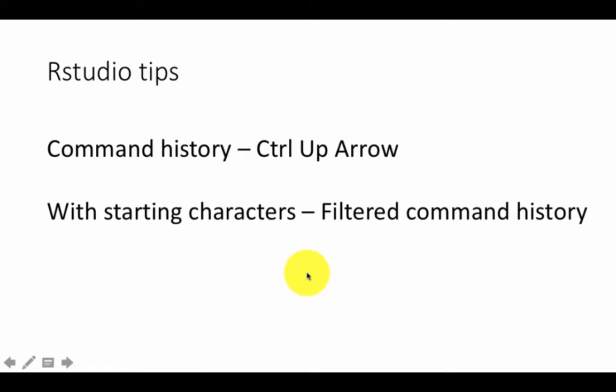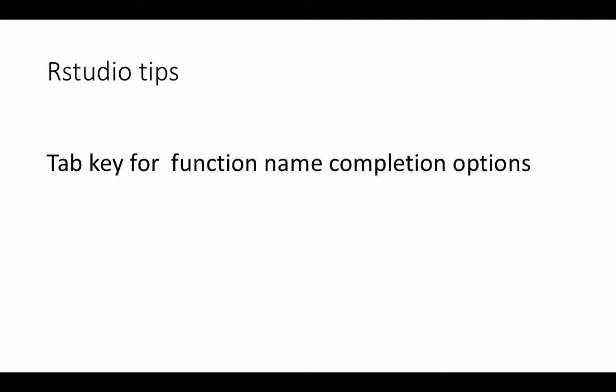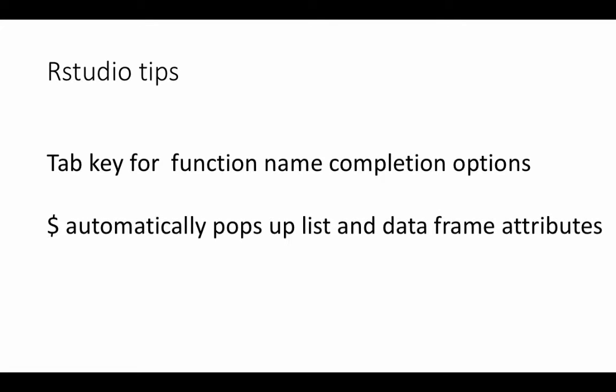Like I already showed you, if you type in some starting characters and press the Tab key, you can also get a filtered command history of the commands that match the characters that you have already typed. So that is this part of it.